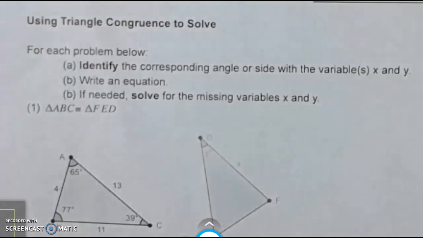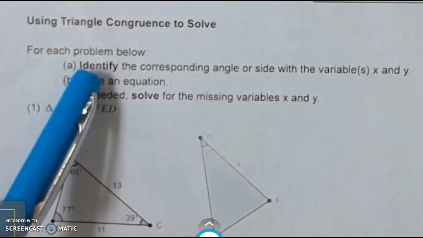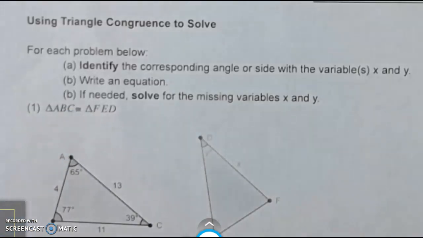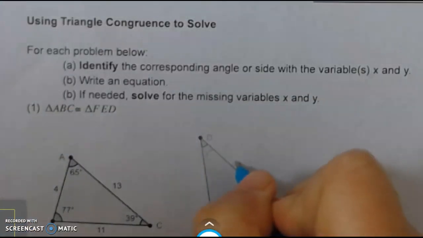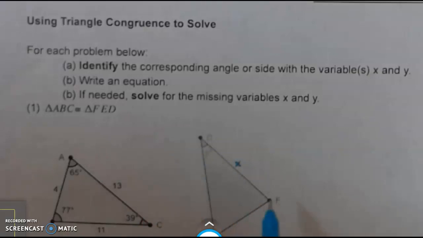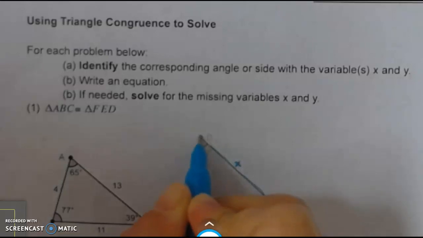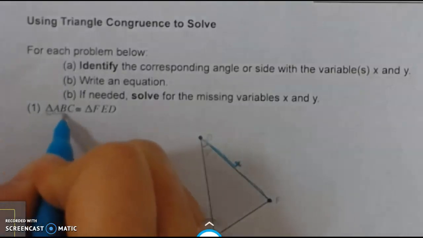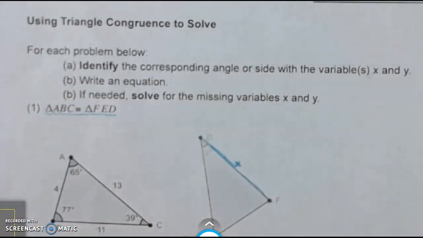Here we go. The document asks for each of the 4 problems, you're going to identify the corresponding angle or sides with the variable x and y, and then write the equation and solve. Okay, so here I see the variable x. What is the variable x referring to? It is referring to the side length of DF. Okay, so side length of DF. You should not go by visual and say, oh, you know what, that kind of looks like this side or this side. You need to go from the congruence statement because remember, we cannot trust our eyes.